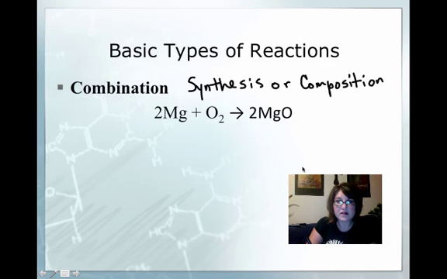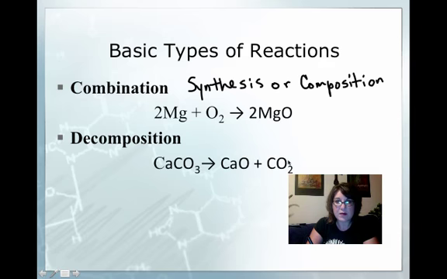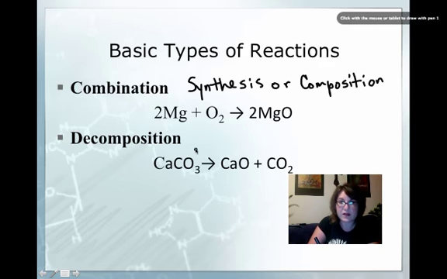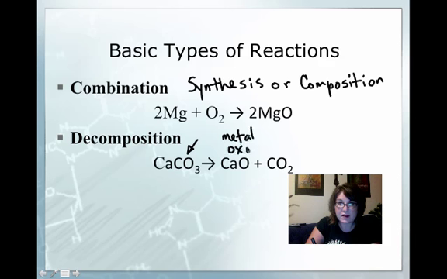Typically what you'll see is single elements on the left and one product by itself on the right. When you have only one product, then you know it's a combination reaction. Decomposition is the opposite of combination, where we take a compound and break it apart into what it's made of. So calcium carbonate is made from metal calcium oxide and carbon dioxide. Now I chose this one on purpose because I do expect you to memorize the carbonate decomposition. And then from there you'll be able to surmise other decomposition reactions. So we always get the metal oxide and carbon dioxide here.